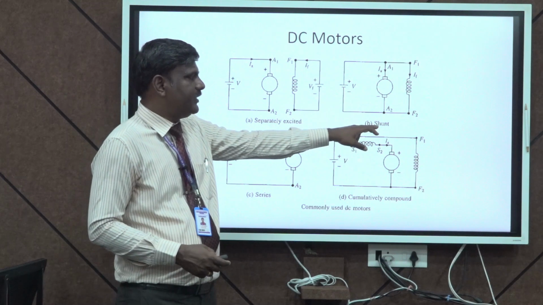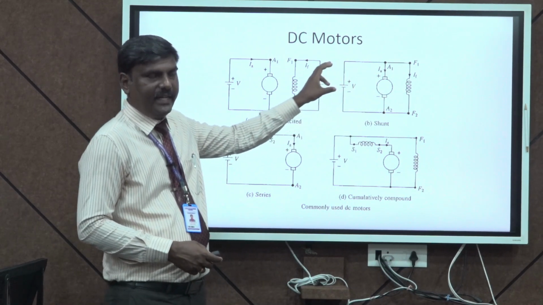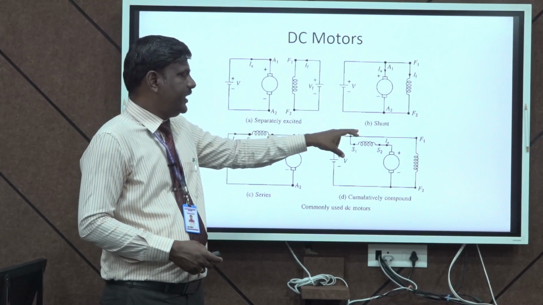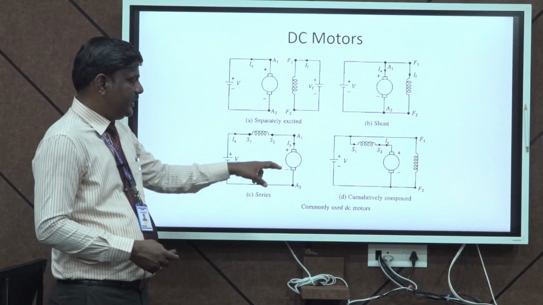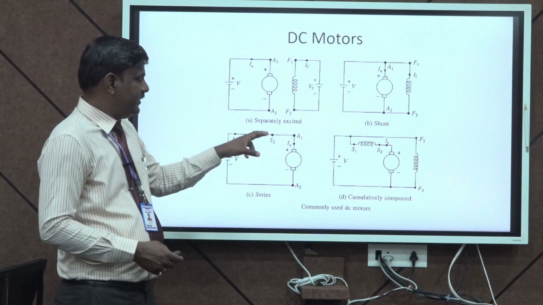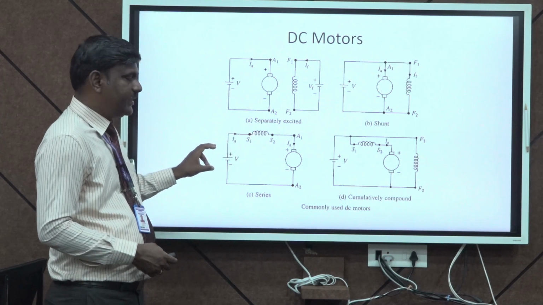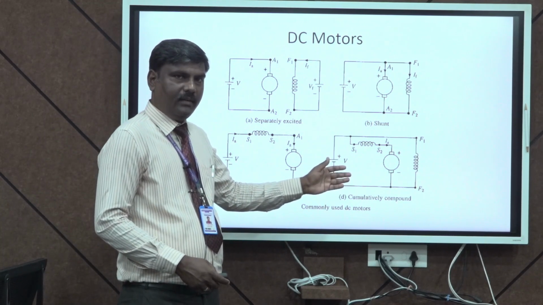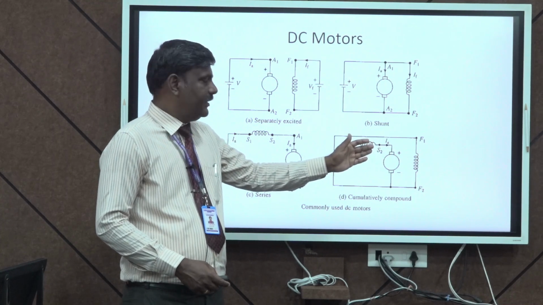Whereas in the shunt motor, the armature and field winding are connected in parallel and fed through a single source. That's why it is called a shunt motor. In the case of the series motor, the armature winding is in series with the field winding and it is fed from a single source. For the cumulative compound motor, both series as well as shunt windings are there.